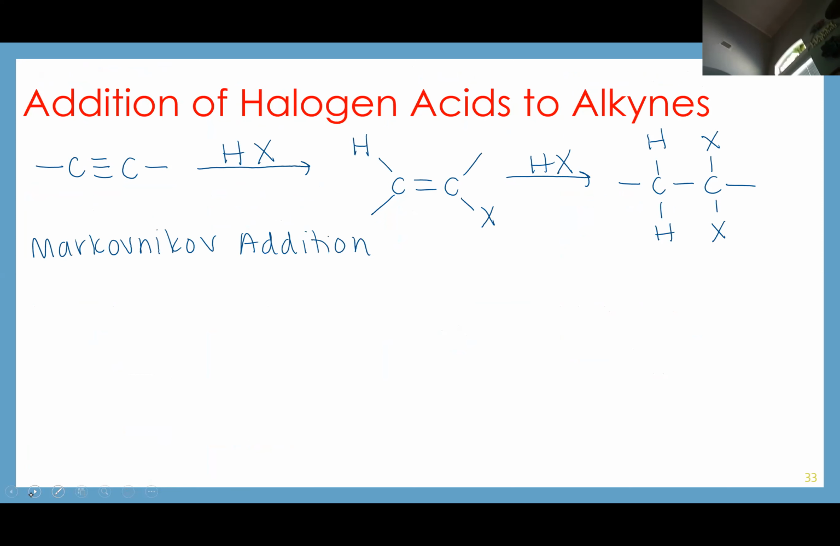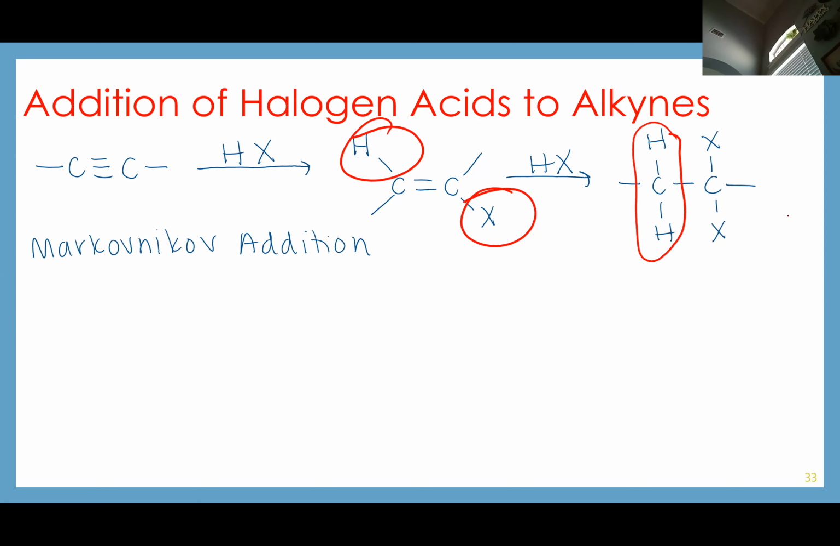So the addition of halogen acids to alkynes is the same process. You're going to end up with trans addition, but this one's a little more complex because it's a Markovnikov addition. So for the alkyne portion, it's not a huge deal unless this is a terminal alkyne, then you'd have to think about that. But once you react with the halogen acid again, if you are reacting again, you will end up with your hydrogens on the same carbon and your halogens on the same carbon. So this is a Markovnikov addition.